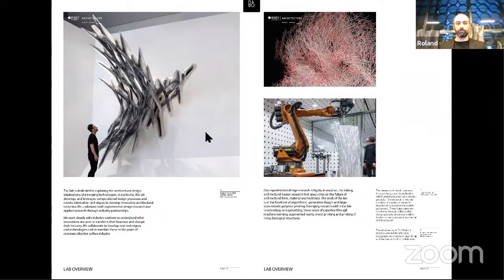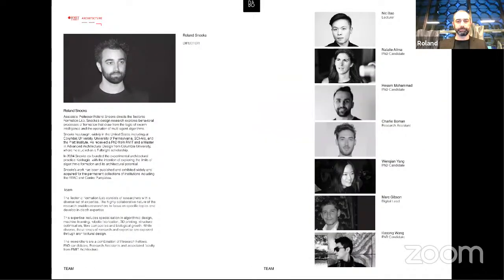And so a lot of the work that I'll be discussing today is around, I guess, unusual or inventive tectonics that have been enabled by algorithmic design, computational design, and robotic fabrication. And a lot of the robotic fabrication that we're dealing with is around additive manufacturing.